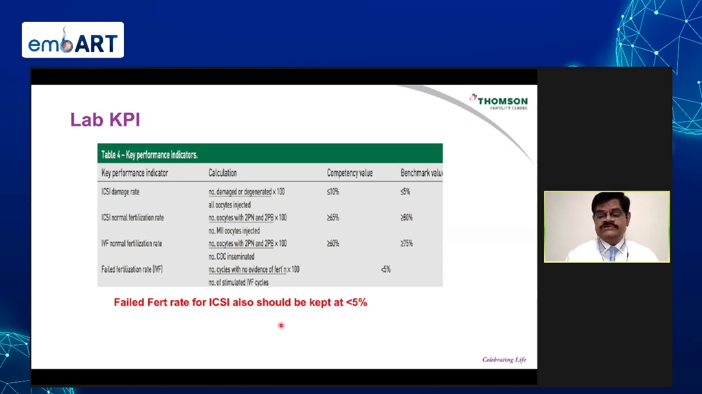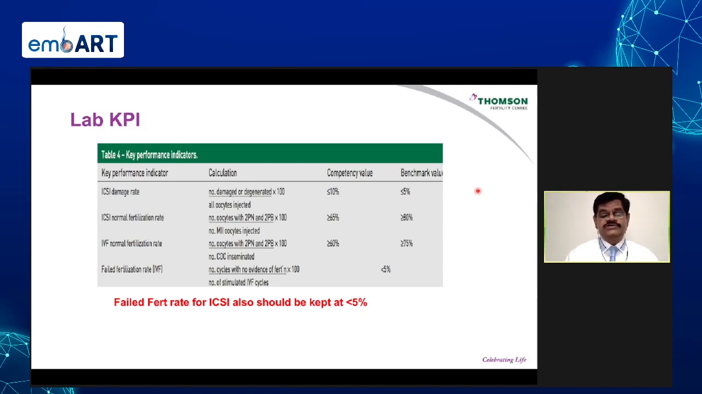Then when it comes to the fertilization and insemination, particularly for ICSI, you have to look at how many oocytes survive after ICSI. So how do you calculate it? Number of damaged or degenerated oocytes upon all oocytes injected. So if you achieve 10% or lower, you are competent, you are good. And if you achieve less than 5%, you are really excellent. Okay? You meet the benchmark.